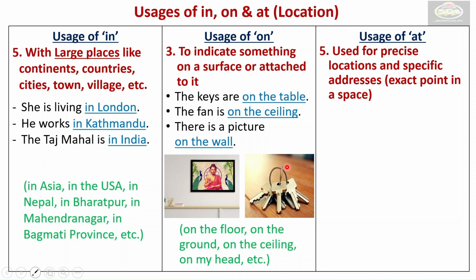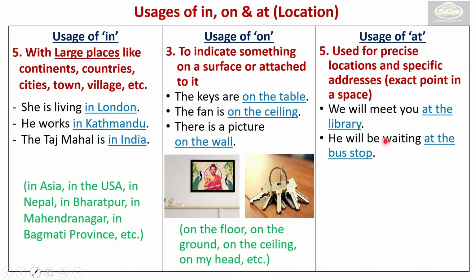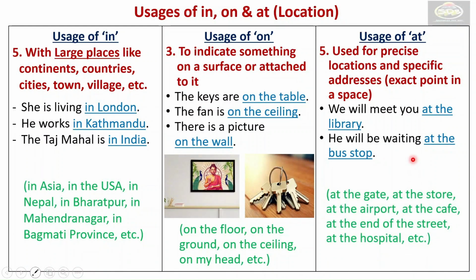And at is used for precise locations and specific addresses. Or we can say we use at with an exact point in a space. Example, we will meet you at the library. He will be waiting at the bus stop, at the gate, at the hospital, at the canteen, at the store, at the airport, at the cafe, at the end of the street, etc.